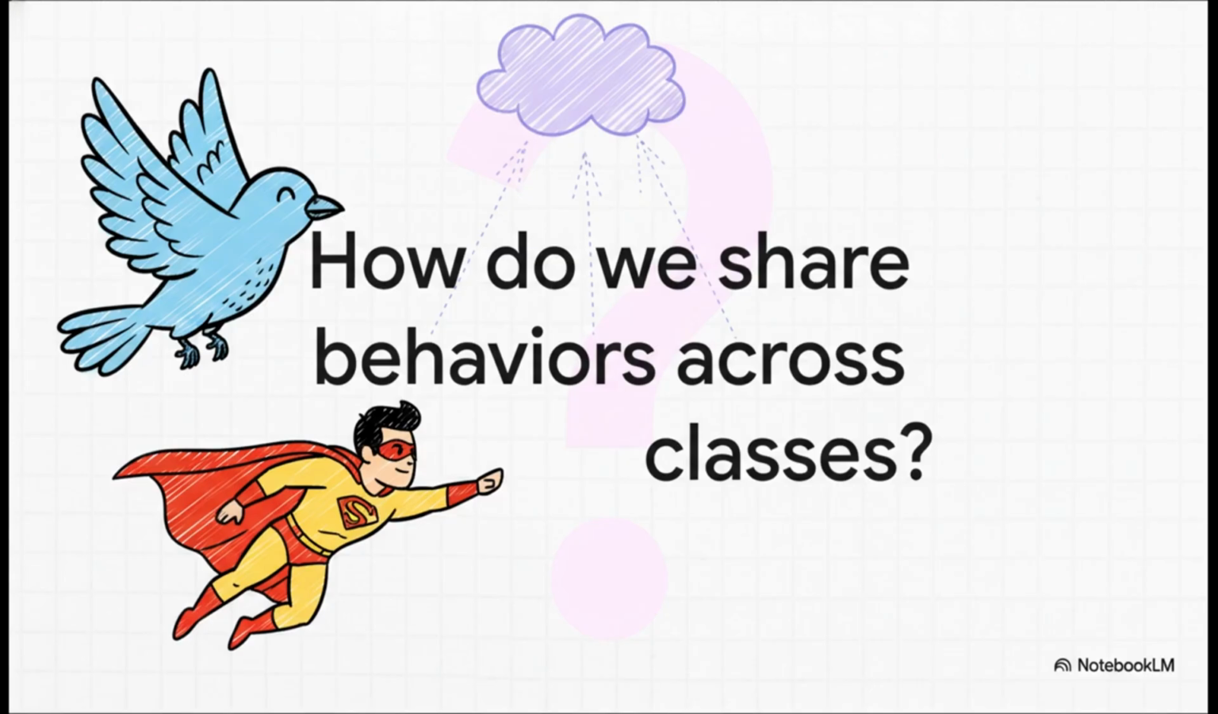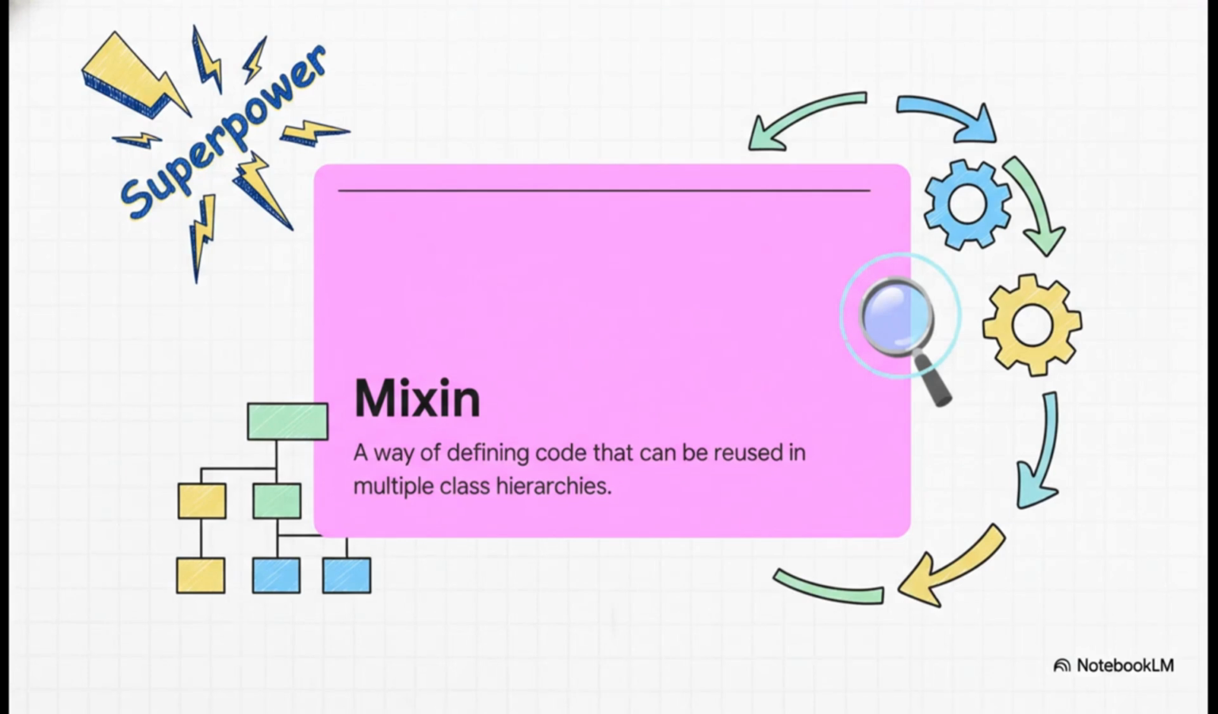Well, that leads to a pretty big question, doesn't it? If we can only extend one class, how on earth do we share common functionality? What if you've got a Bird class and a Superhero class, and you want both of them to be able to fly, but you don't want to write that fly code twice? This is where Dart has just a brilliant answer: mixins.